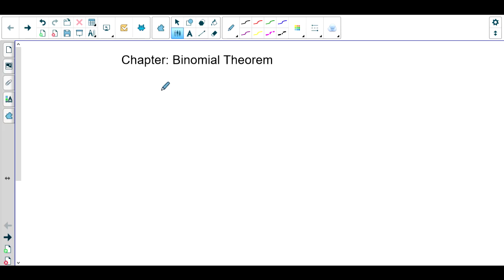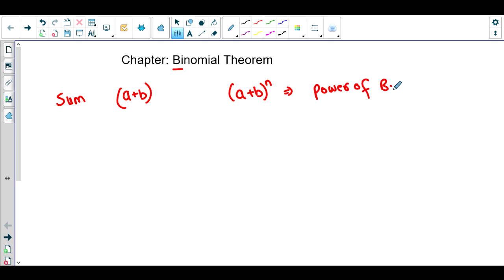Today we want to start a new chapter, which is the binomial theorem. Okay, what is binomial? This sum a plus b can be classified as a binomial. Why? Because it is based on two terms. What is "bi"? Bi means 2, and any expression in the form of (a plus b) power n can be expressed as what? Can be expressed as power of binomial.